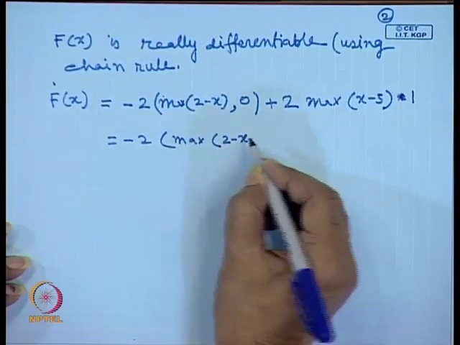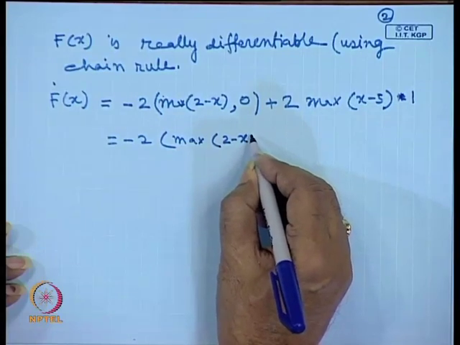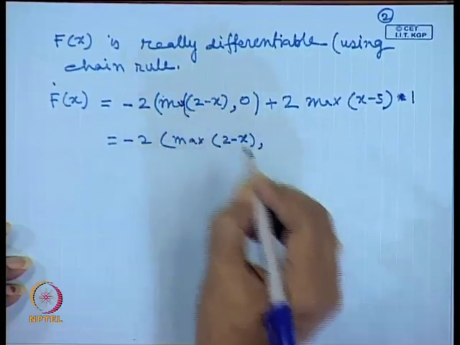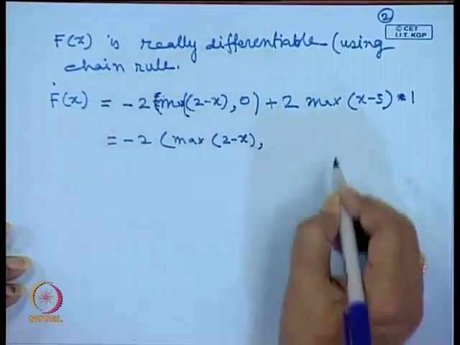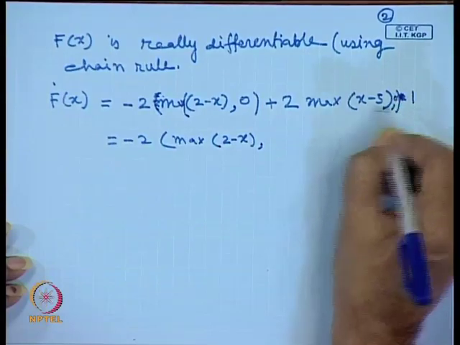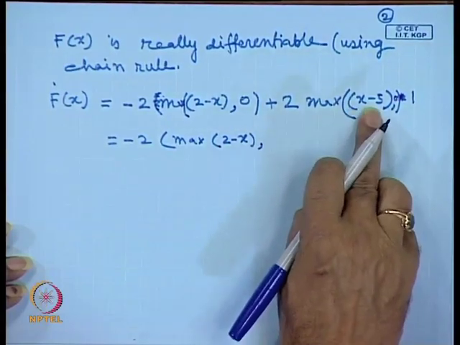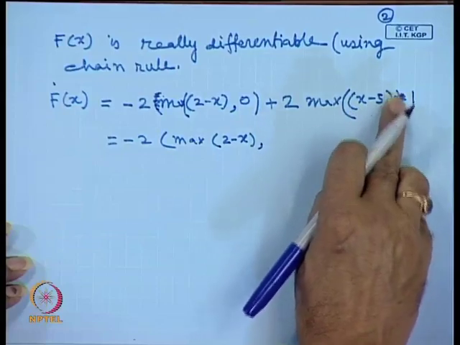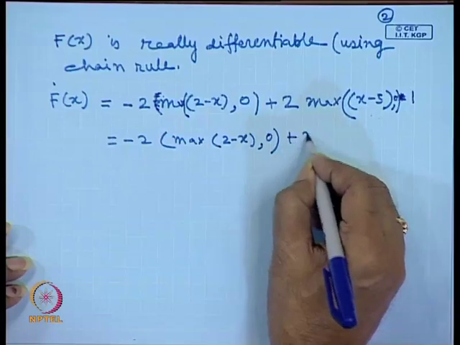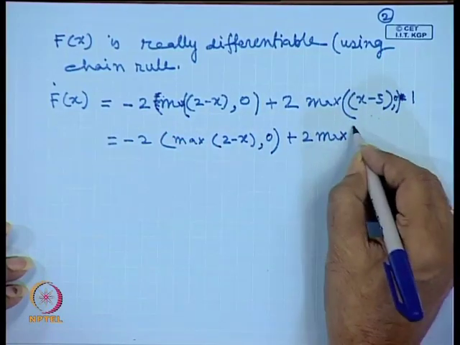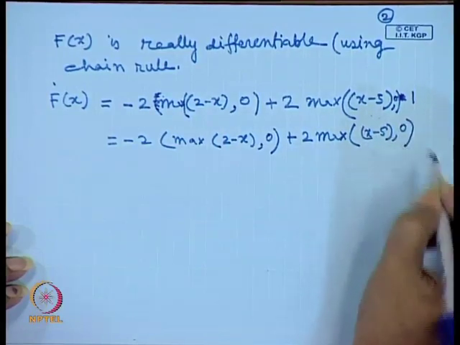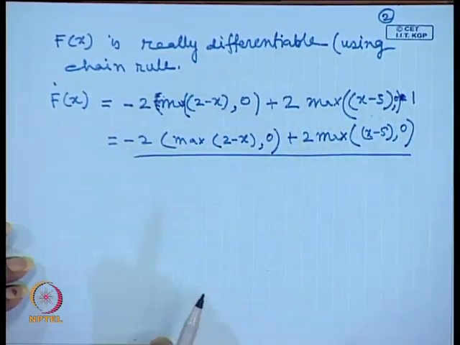So, our value now is like this: minus 2 max of 2 minus x, 0, plus twice max of x minus 5, 0. So, this is the differentiation of that function.